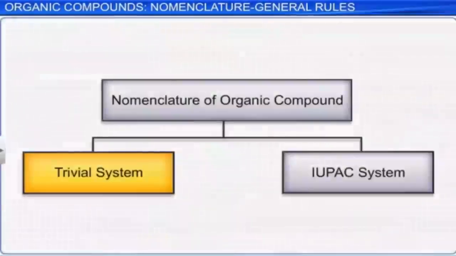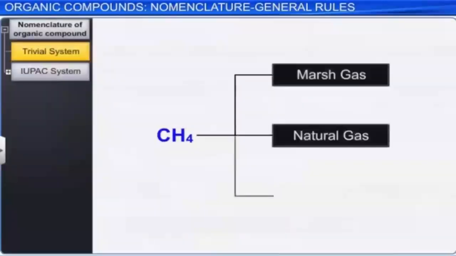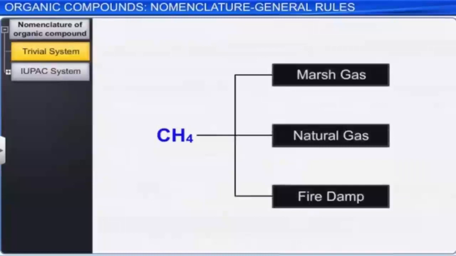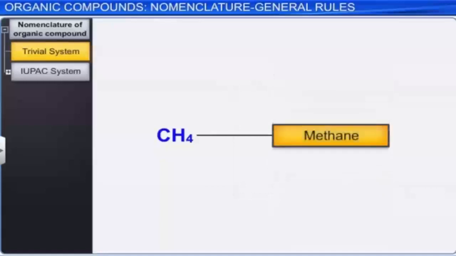This system was commonly used before 1892, and it did not follow any standardized rules. Moreover, more than one common name is given for certain compounds. To remember the common names given at random for large number of compounds that are discovered day to day is difficult. Hence, the need to develop a systematized method for naming organic compounds is found to be indispensable.